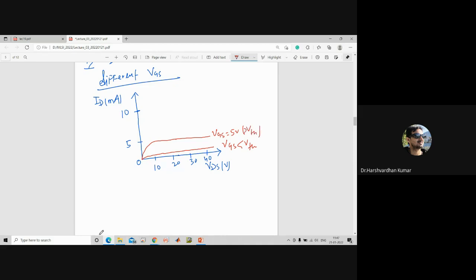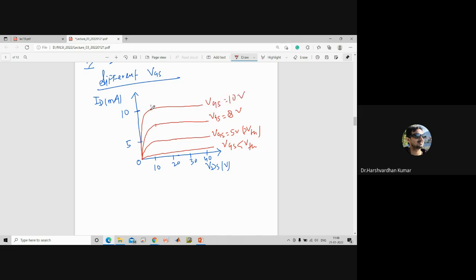What will happen if you further increase the gate to source voltage? Then you can observe a further increase in current, right? For this particular value of VDS, the drain current is increasing. But if you further increase the VDS, there will be a pinch off and the current becomes constant, right? Let us say this is for VGS equal to 8 volt. Similarly, we can draw the IV characteristics for VGS equal to 10 volt.